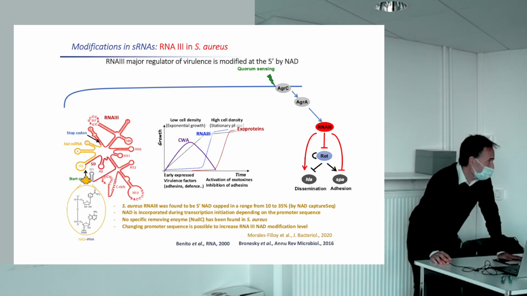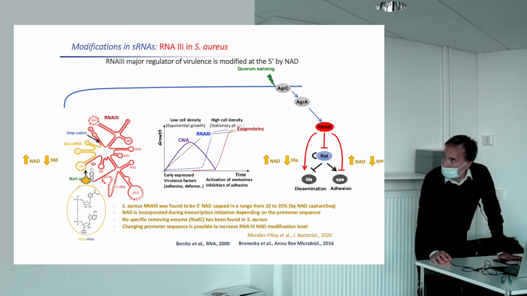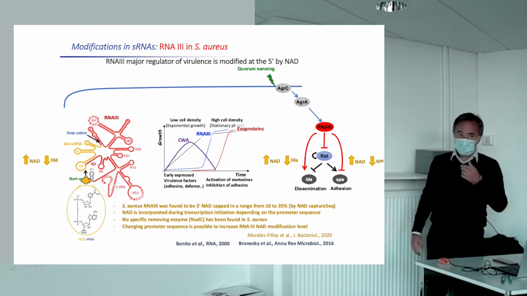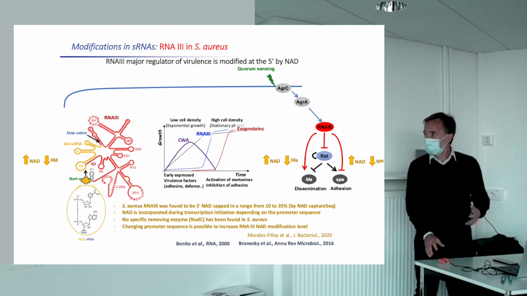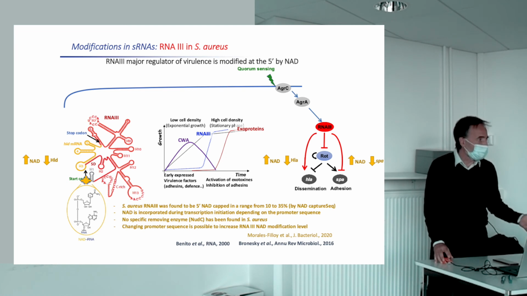And the result, at the phenotypic level, is quite controversial. So far, everything is very interesting, but the outcome of this study, unfortunately, is quite complicated. Because what they have seen is that when you increase the NAD level in the RNA3, you start to see that, for example, Hla is less induced. So normally, RNA3 induces Hla. With the NAD, it is less efficiently induced.